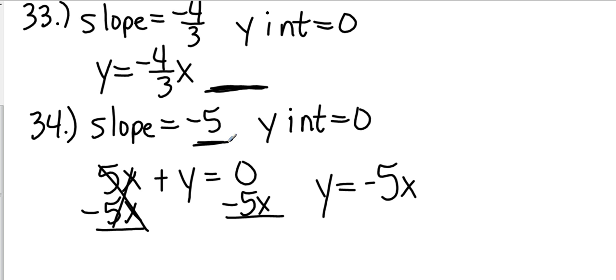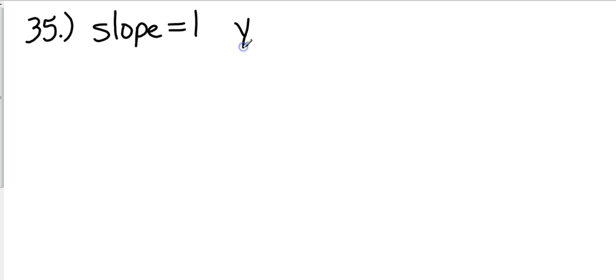So that's number 34. Number 35 is similar. Okay. Number 35 has a slope of 1 and a y-intercept of negative 8. And it originally looked like this.